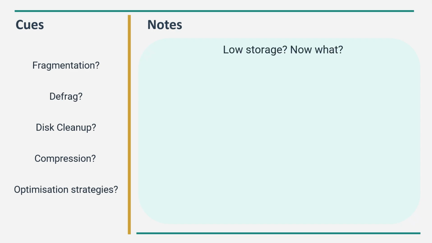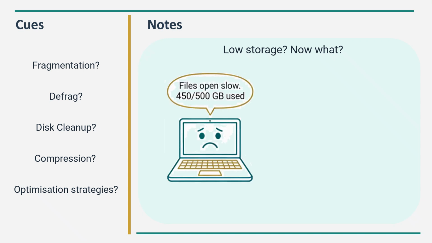Now imagine this. Your laptop is slow in opening and saving files. Storage shows 450 out of the 500 GB used. You're nearly full. What do you do? Delete everything? No. Buy a new hard drive? Maybe as a last resort. Now, the examiners expect you to know these 4 strategies to fix this without buying new hardware.